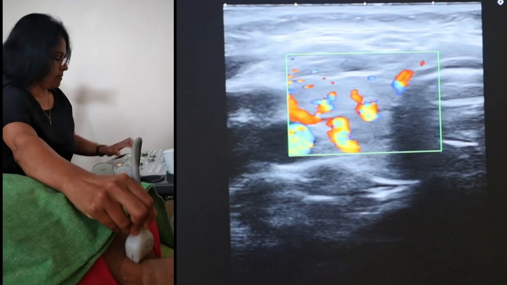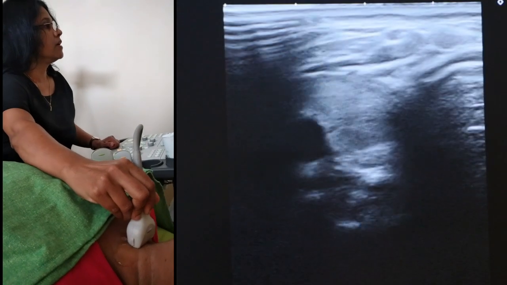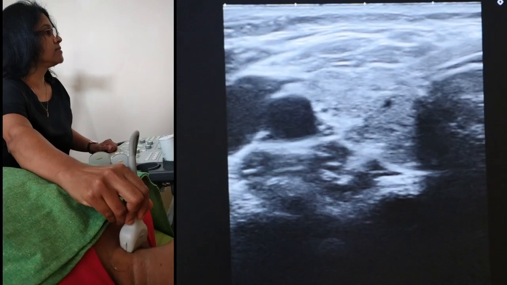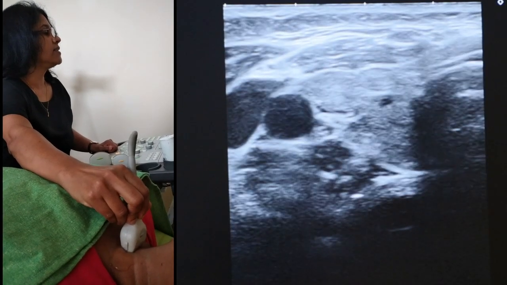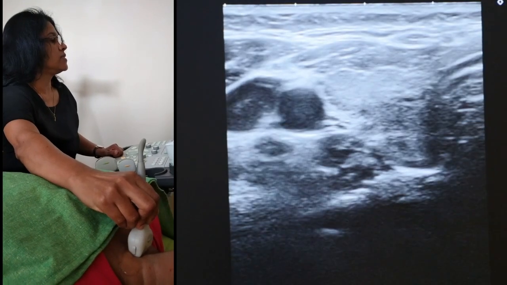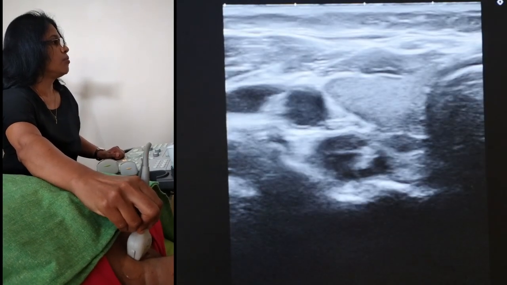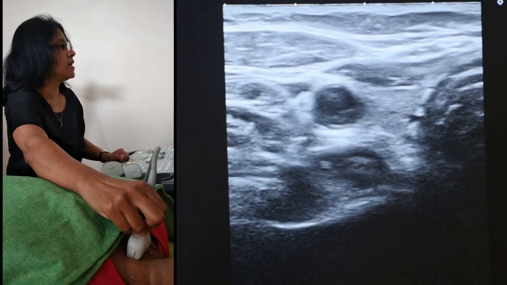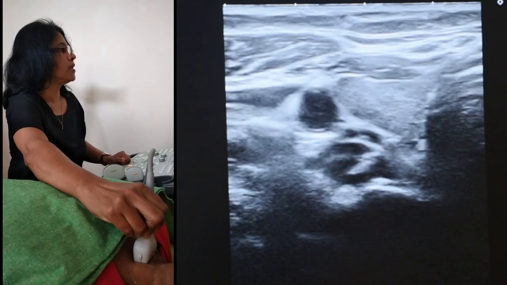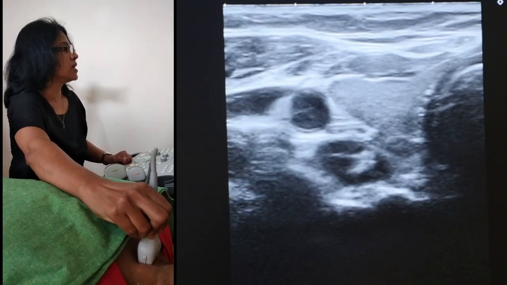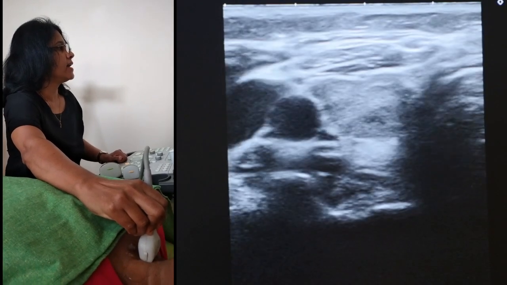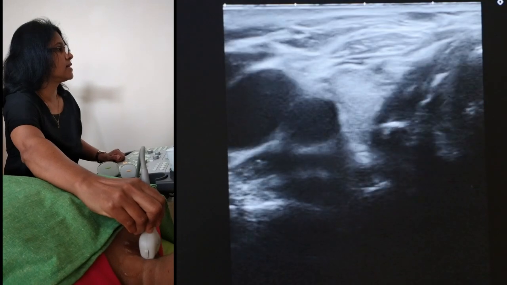so we assess the echogenicity of the thyroid gland, echo texture of the thyroid gland, size of the thyroid gland, and see whether there are any abnormal lesions. So this is the right lobe. I am starting transversely from the inferior pole and moving towards the upper pole. I see the normal homogeneous echogenicity and echo texture of the thyroid gland, and there aren't any focal lesions.